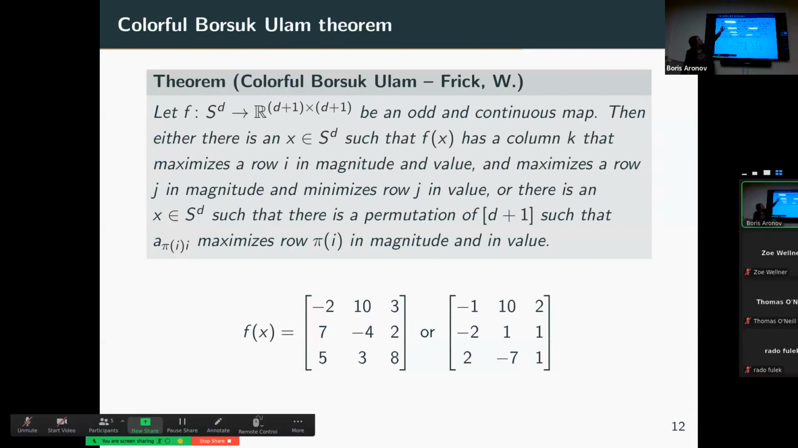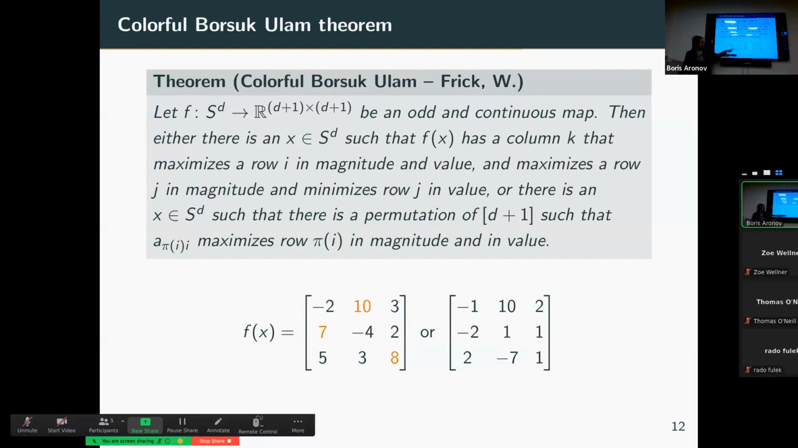And the way that you phrase it is you say that for any odd continuous map from the D sphere to the space of d plus 1 by d plus 1 matrices, you have an X such that you either have a column where the jth coordinate maximizes row i and it maximizes row l at the same time, but in the negative, so that the absolute value is the maximum, but negatively, or you get a permutation such that you have your different maximizations in each row and in each column.